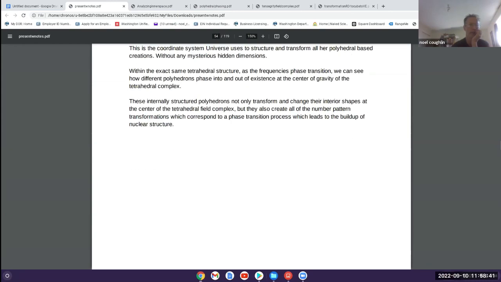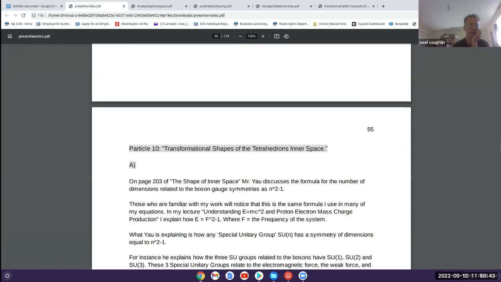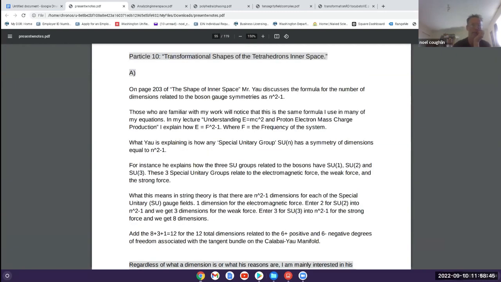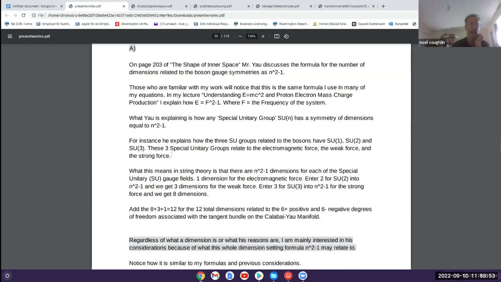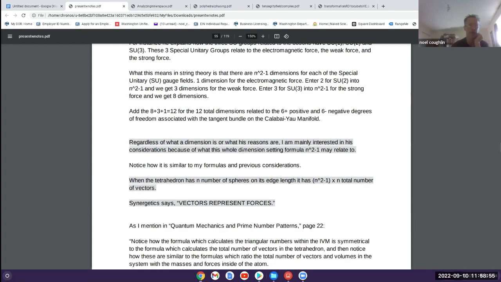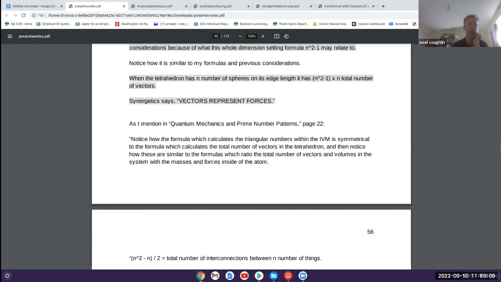And then I talk a little bit later in this next chapter about how they all transformation phase, and how they're discovering in string theory that the special unitary group has a symmetry of dimensions with n squared minus 1. And I show how n squared minus 1 relates to the total number of tetrahedron vectors. When a tetrahedron has n number of spheres on its edge length, it has n squared minus 1 times n total number of vectors. And these vectors, once again, represent forces.